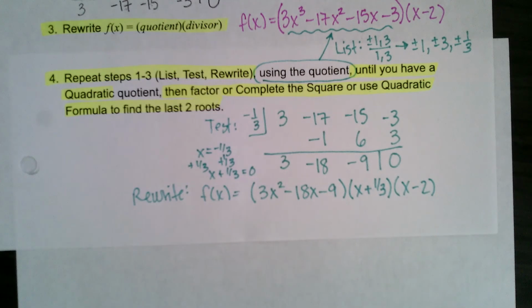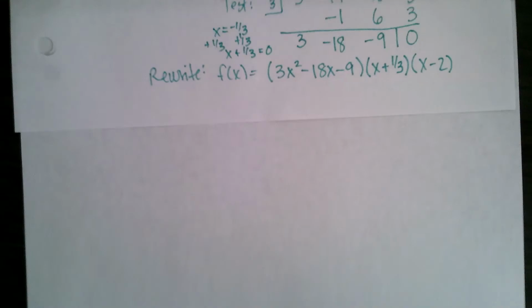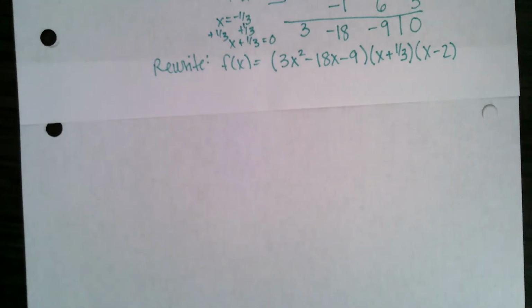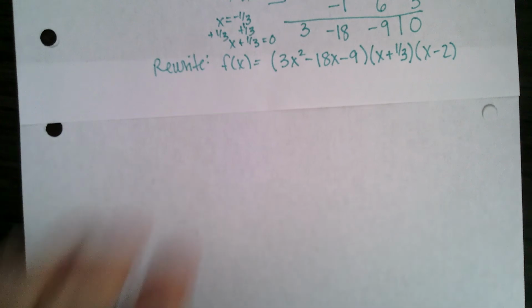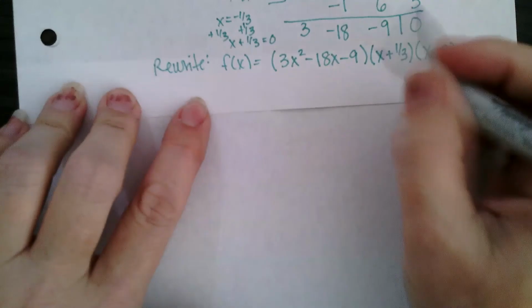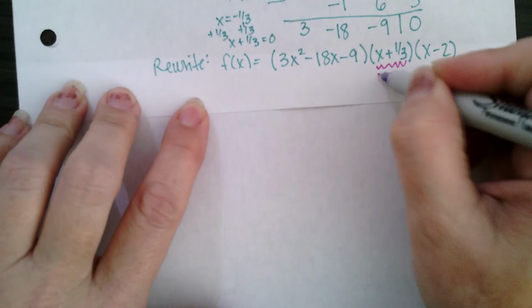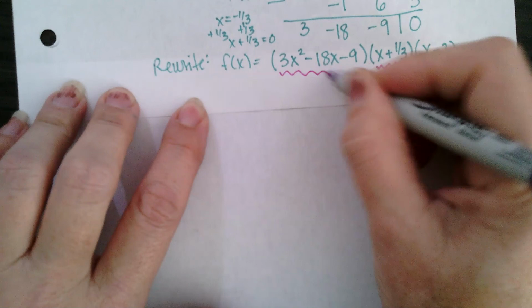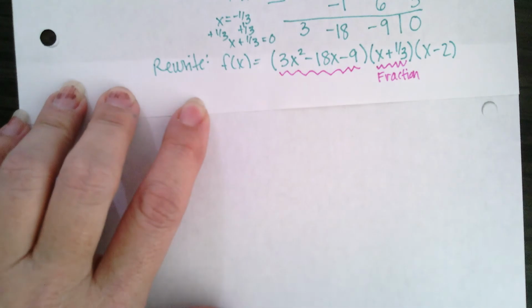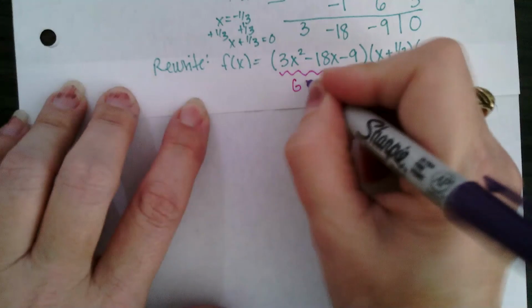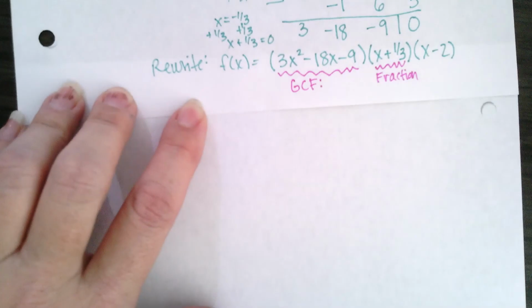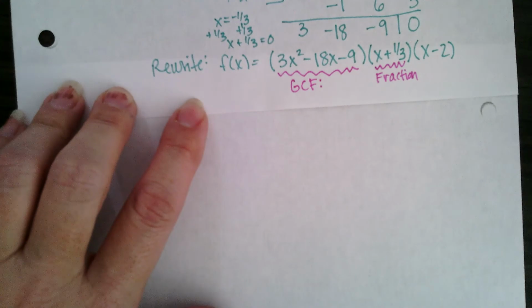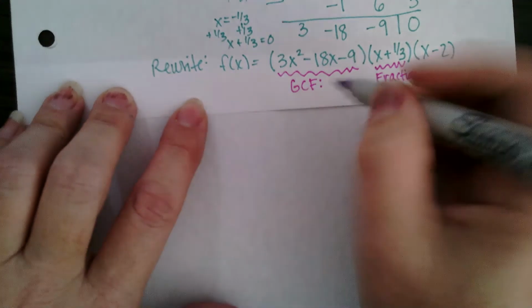Okay, now I have to show you a very weird thing that happens. I'm aware that this is totally weird. Whenever you get a fraction-y root next to a factor that has a GCF, you have to do this weird thing. The GCF for this group would be 3.